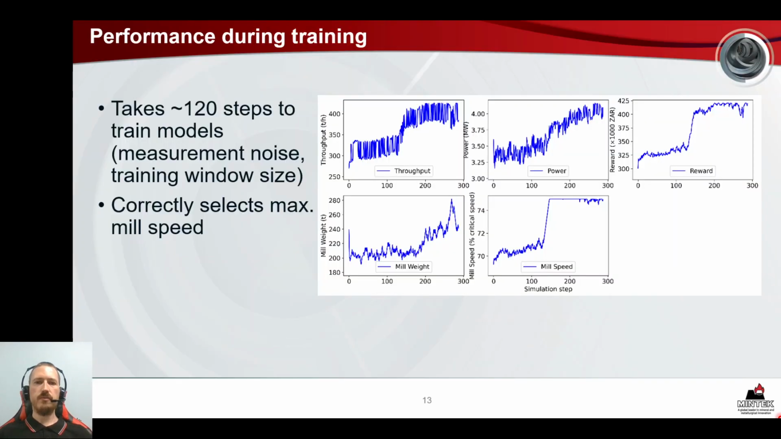Let's look at the results. This shows the first 288 steps of the simulation test. This is one of the tests that I conducted. We see here that it takes the agent about 120 steps for the models to accurately learn the behavior of the mill. Once that has been achieved, the agent is able to rapidly approach the optimal operating conditions. So that happens at about this point here, where we see it rapidly increases the reward. The maximum reward is around about 420,000 Rand per 15-minute step.